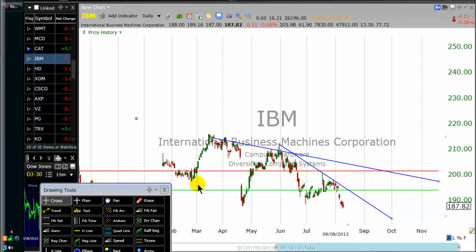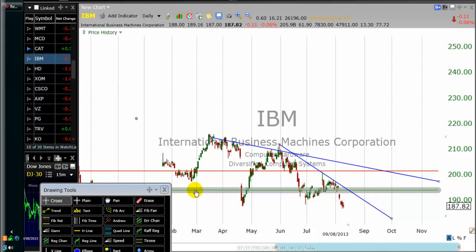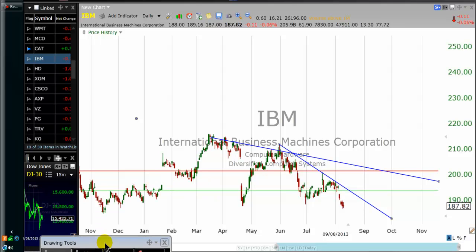All right. The short-term equilibrium price level for IBM is at 19409. When the short-term equilibrium price level is below the long-term equilibrium price level, it is bearish too. All right, so be very, very cautious if you are buying. Doesn't mean that it cannot go up.